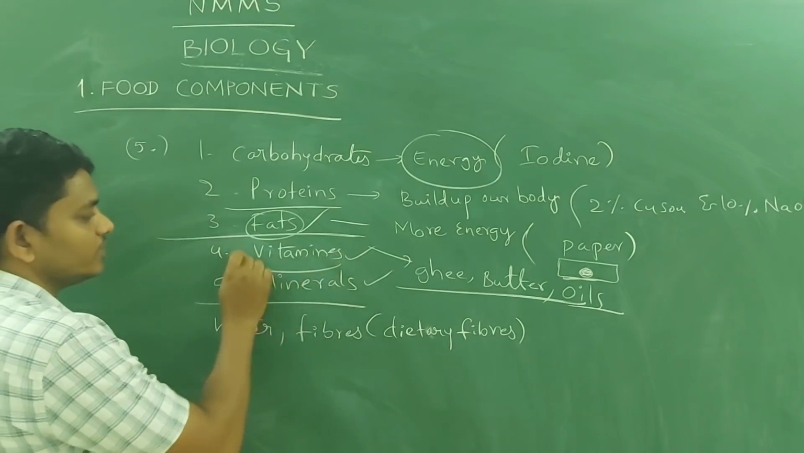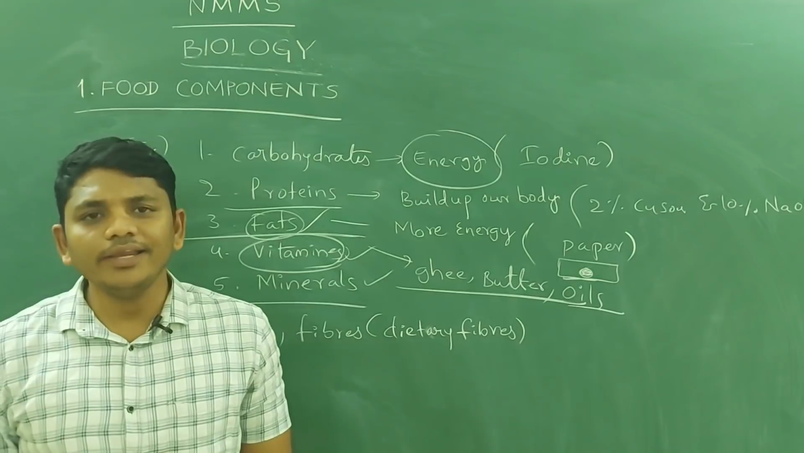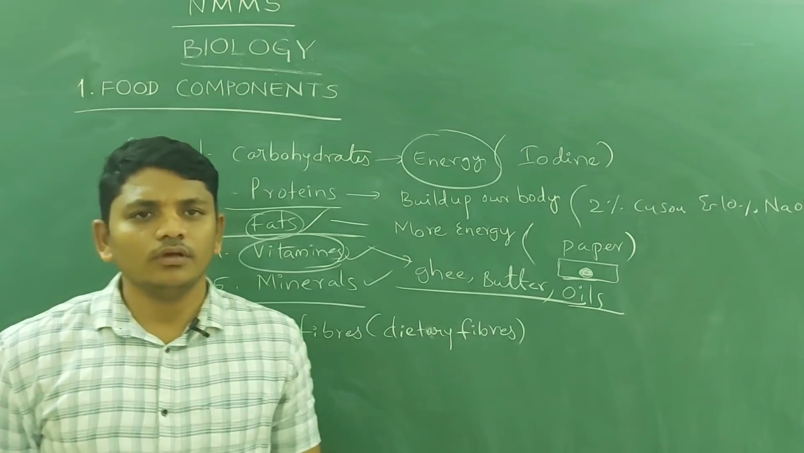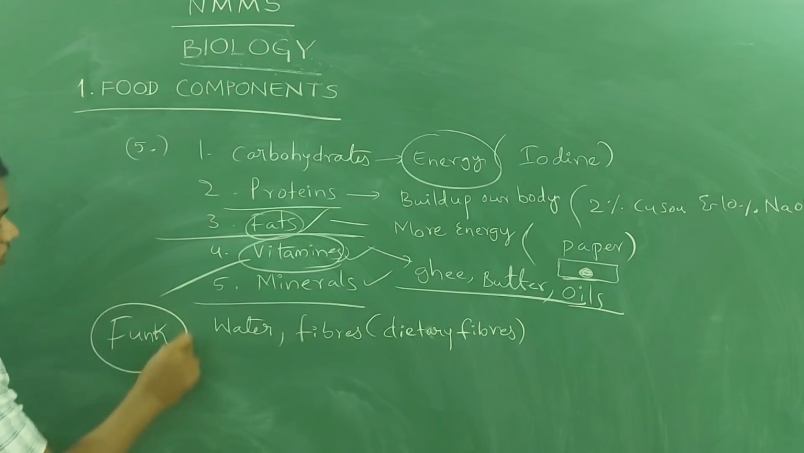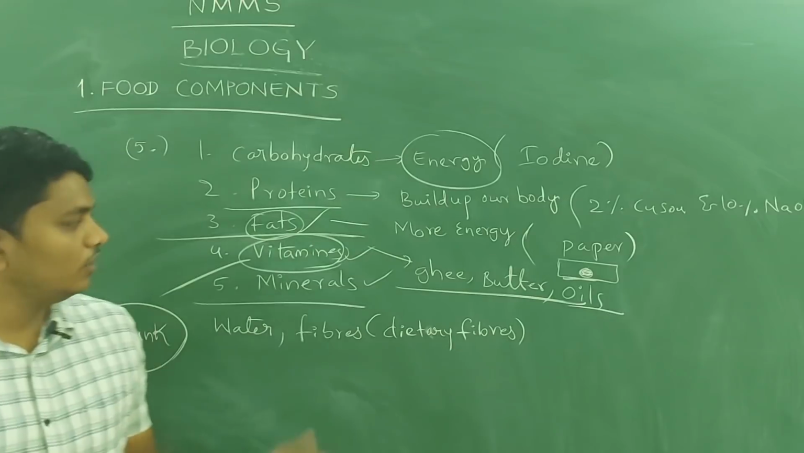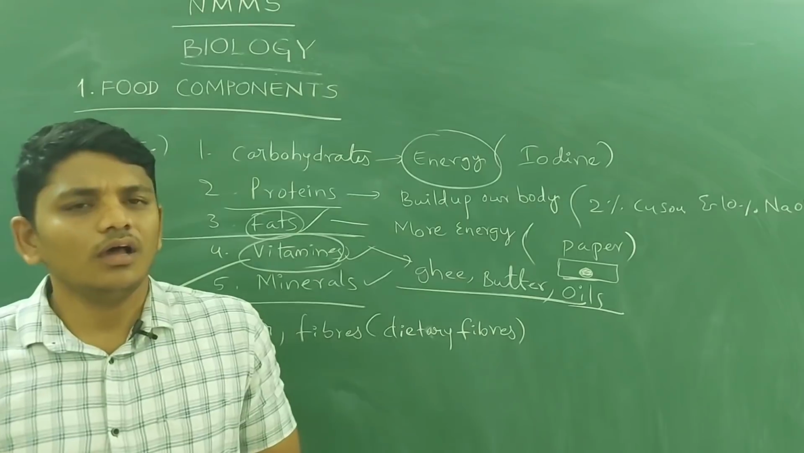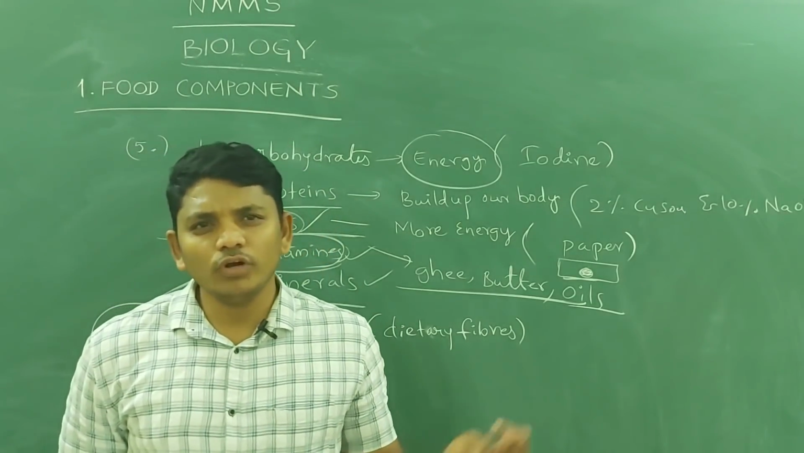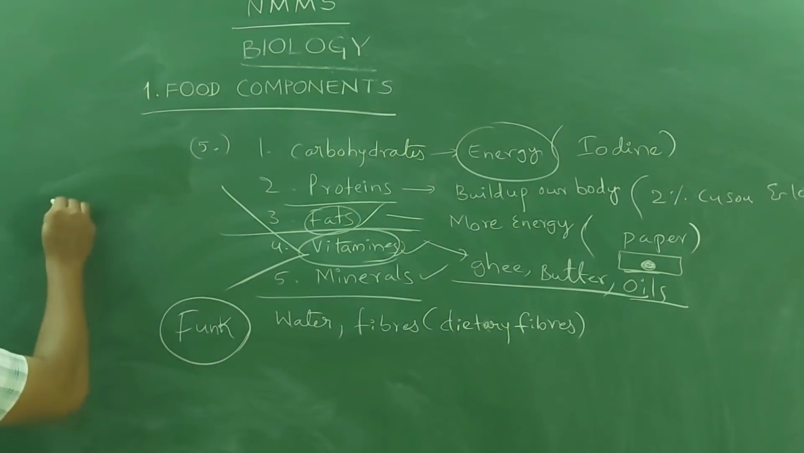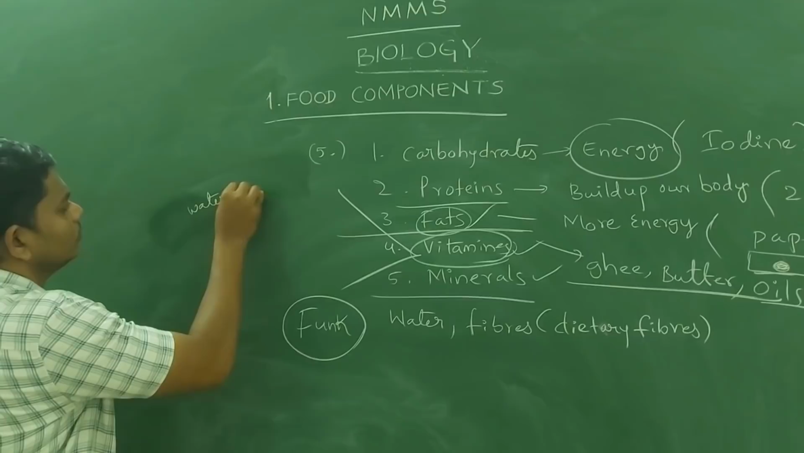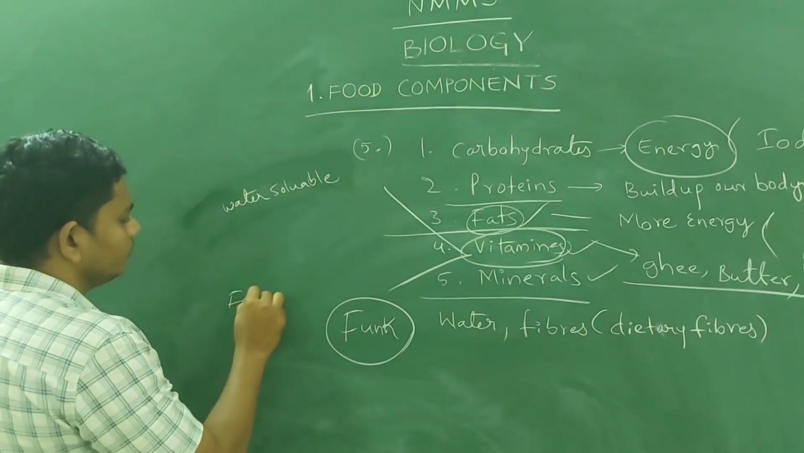Let us discuss vitamins. Vitamins are very important. Vitamins were first discovered by the scientist Funk. These vitamins are available in food materials like vegetables. Vitamins are of two types: water soluble and fat soluble.